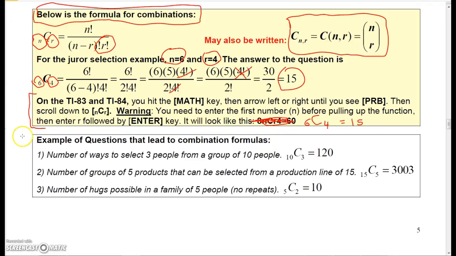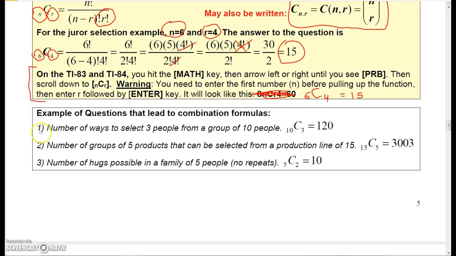Now here are some examples that would lead to the combination formula. How many ways could you select 3 people from a group of 10 people? For example, if you had 10 people and you wanted to choose a committee of 3, in a committee you don't really care about the order of the selection, so that would be a combination, and so that would be 10C3. You want to know how many 3-person subsets you can get out of 10, and that's actually going to be 120.